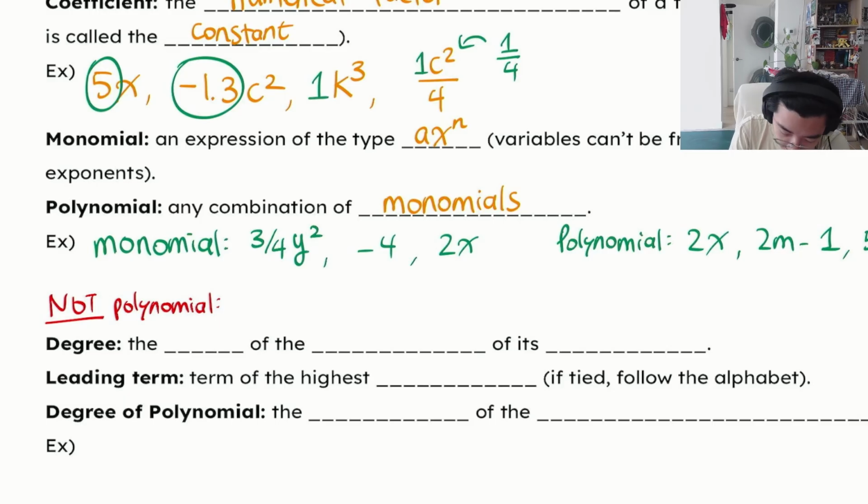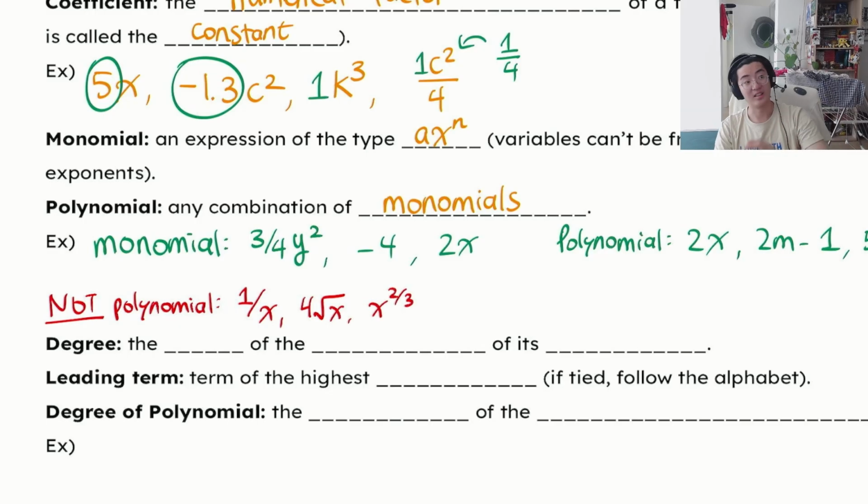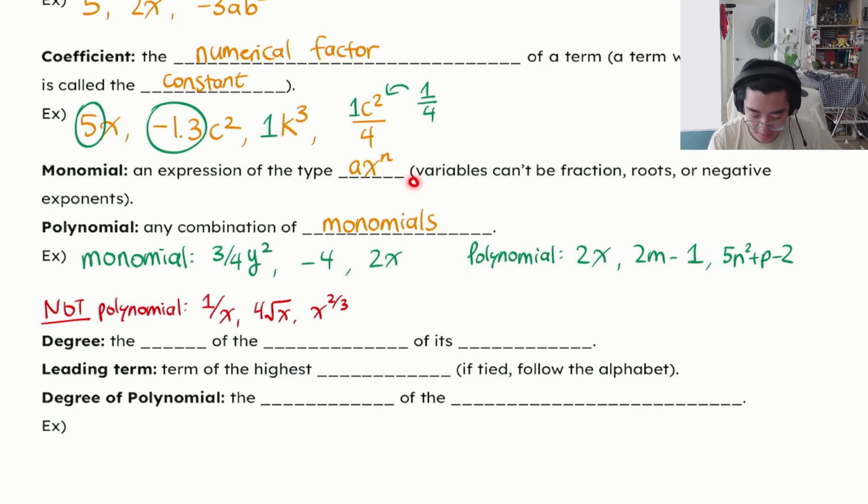Things like 1 over x, or things like 4 times the square root of x, or things like x to the power of 2 over 3. This is the reason why they're not a polynomial, is that we always have to remember that the variables cannot be a fraction, cannot be a root, and cannot be negative.